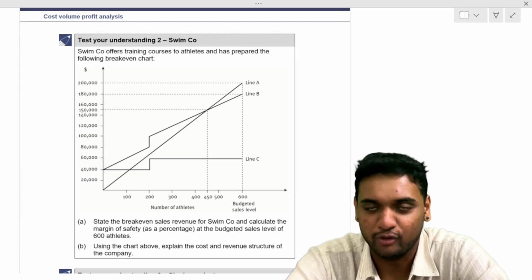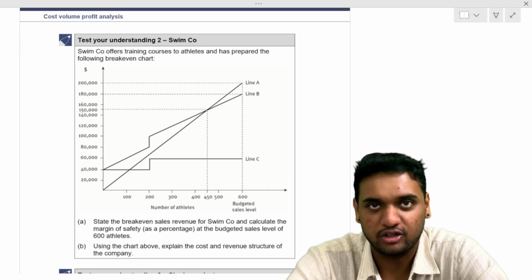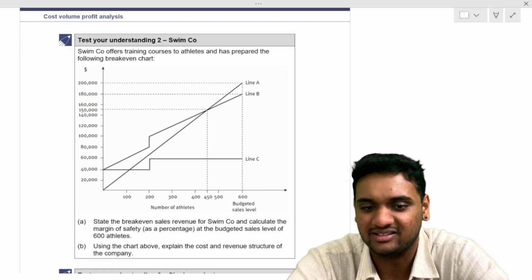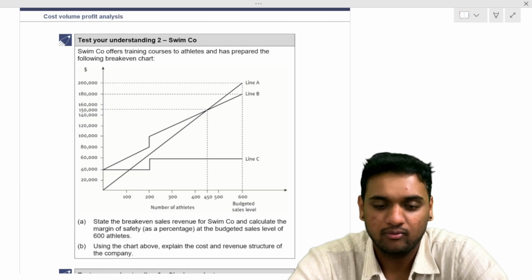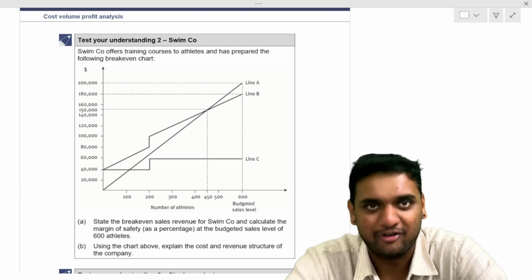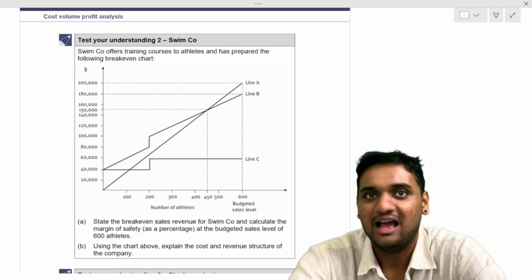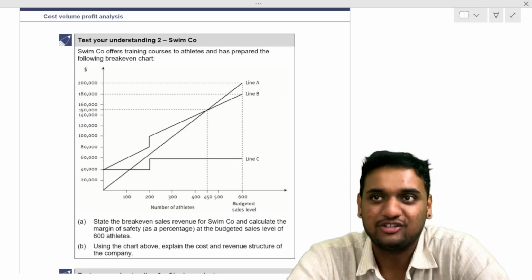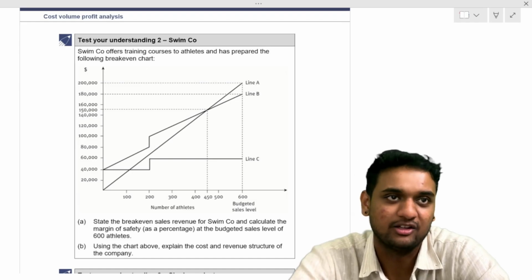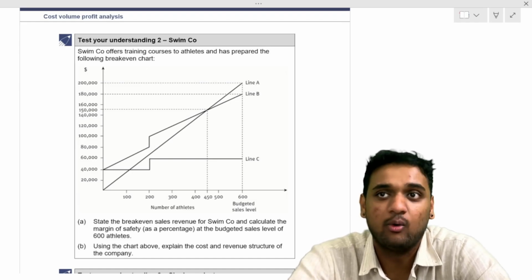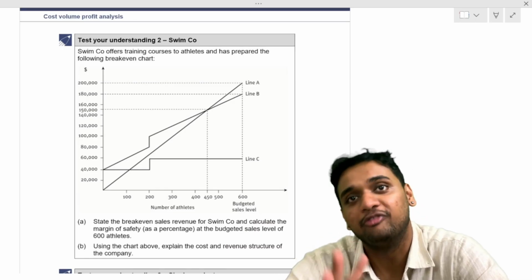Line C is the fixed cost line, that all of you know. Line C has increased at what units? 200. Number of athletes. Yes, not units, athletes. At 200 athletes, the fixed cost has increased. The reason is, I have a restaurant. Up to 200 units I can manufacture in my restaurant. After that, if I want to manufacture more units, I'll have to take another place on rent. My restaurant capacity is only 200. I can produce 200 pizzas in my restaurant. If I want to produce more than 200 pizzas, I will have to take another place on rent. So this is the case of step fixed cost.